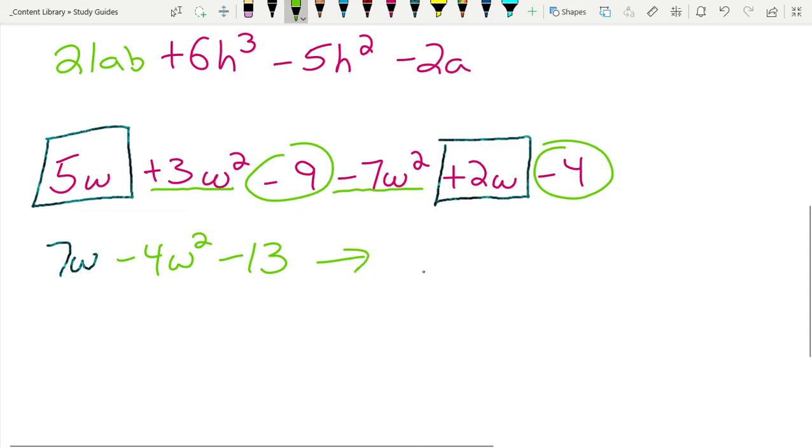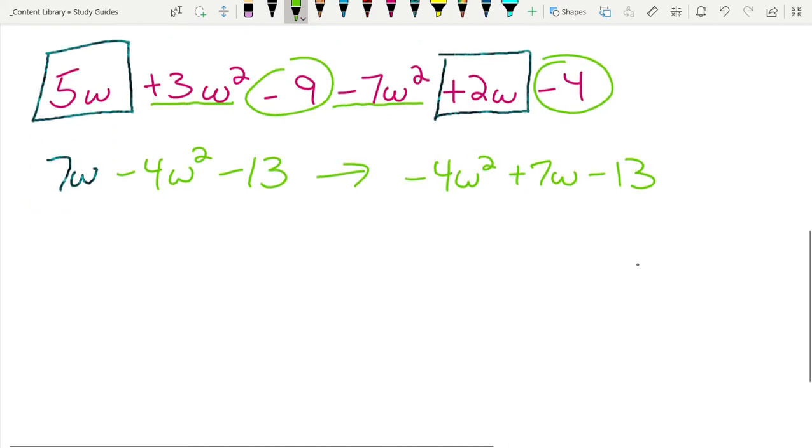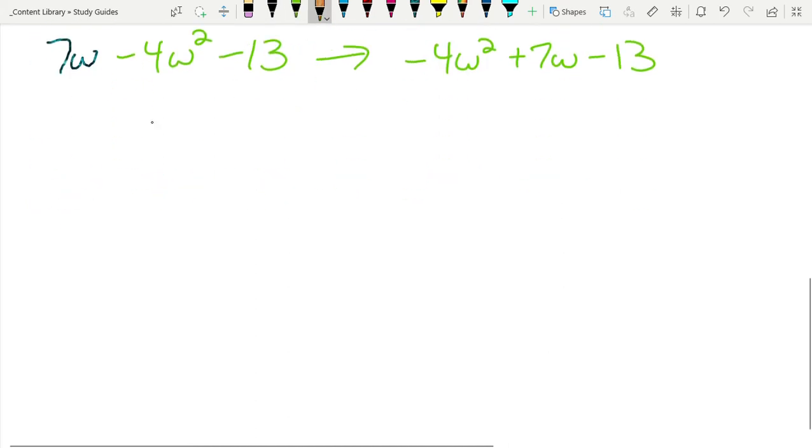And then if we want to write it in the correct order, standard form, it would be negative 4w squared plus 7w minus 13. But it doesn't say that it has to be written in standard form. Now we're on to the multiplication.